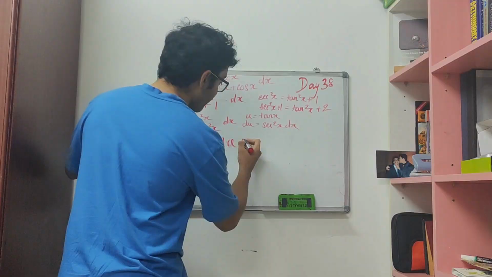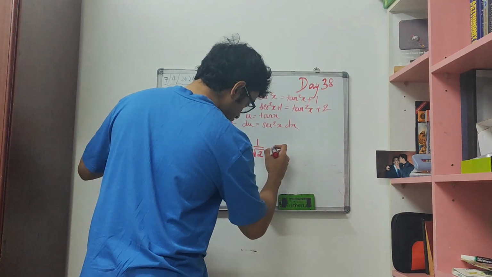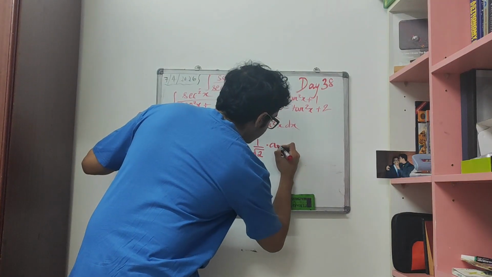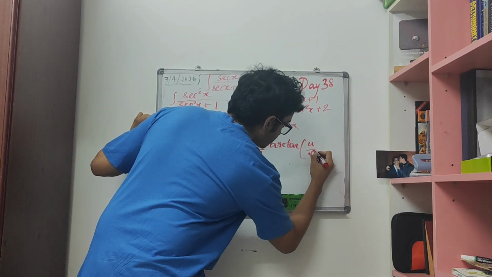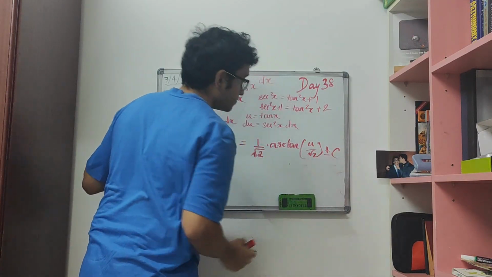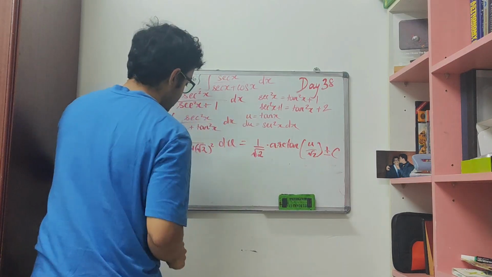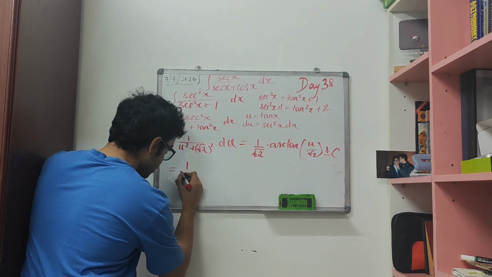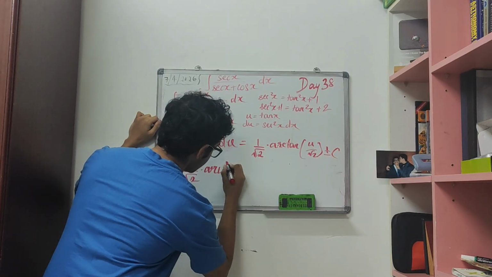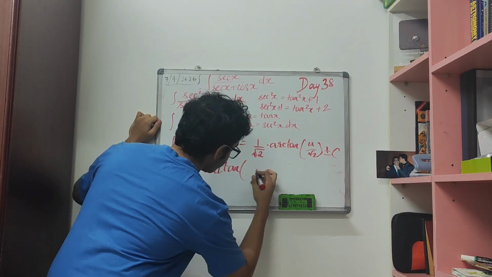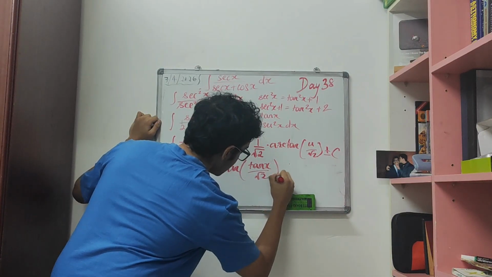Now this is a pretty simple formula that Anshul has taught us all. It's just 1 by root 2 times the arc tan of u by root 2 plus or minus c. So now all we have to do is just substitute u as tan x to get our final answer as 1 by root 2 times arc tan of tan x divided by root 2 plus or minus c.